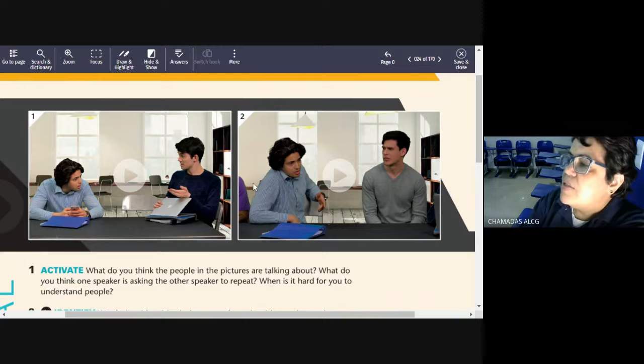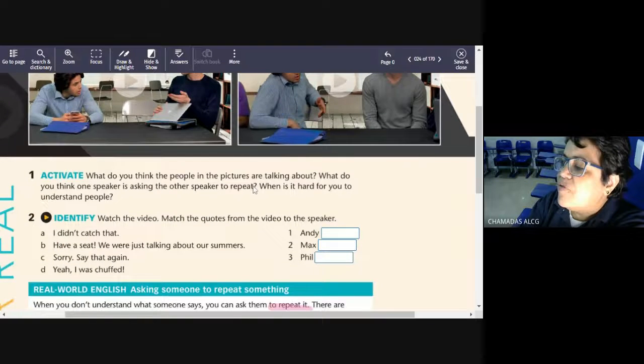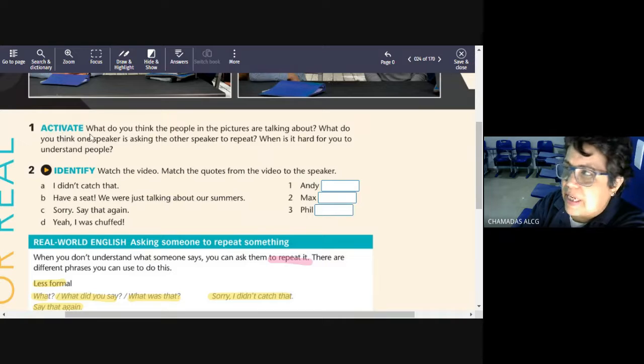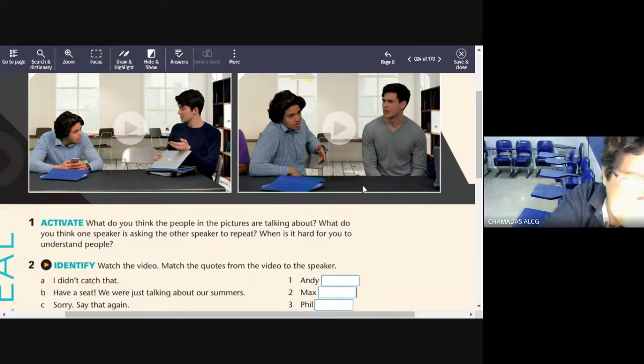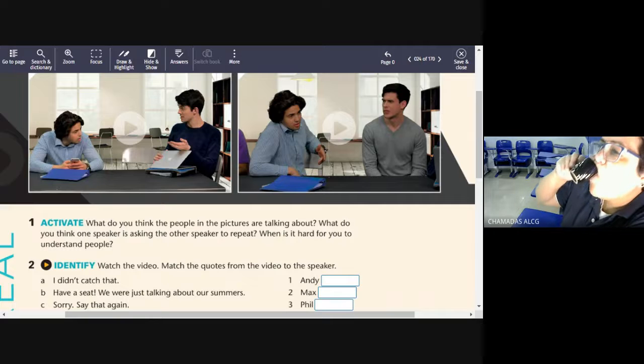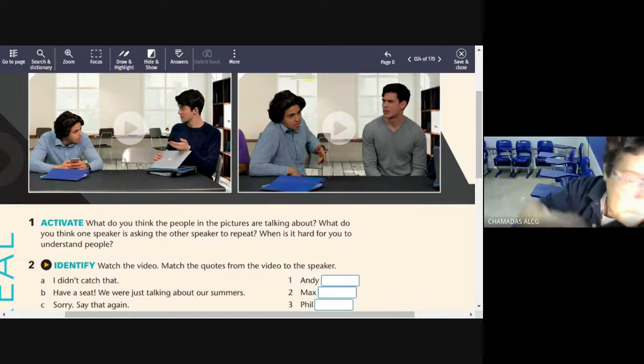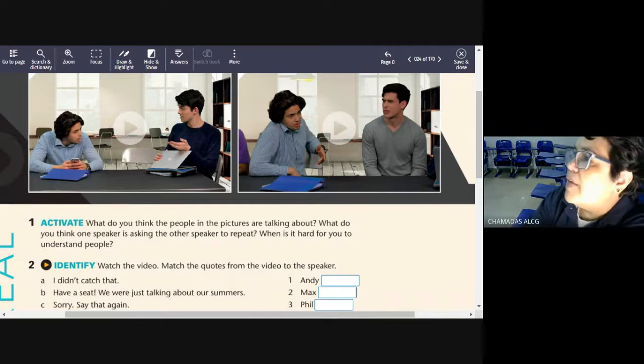All right, so let's take a look at the first activity. What do you think the people in the pictures are talking about? What do you think? Are they talking about soccer?